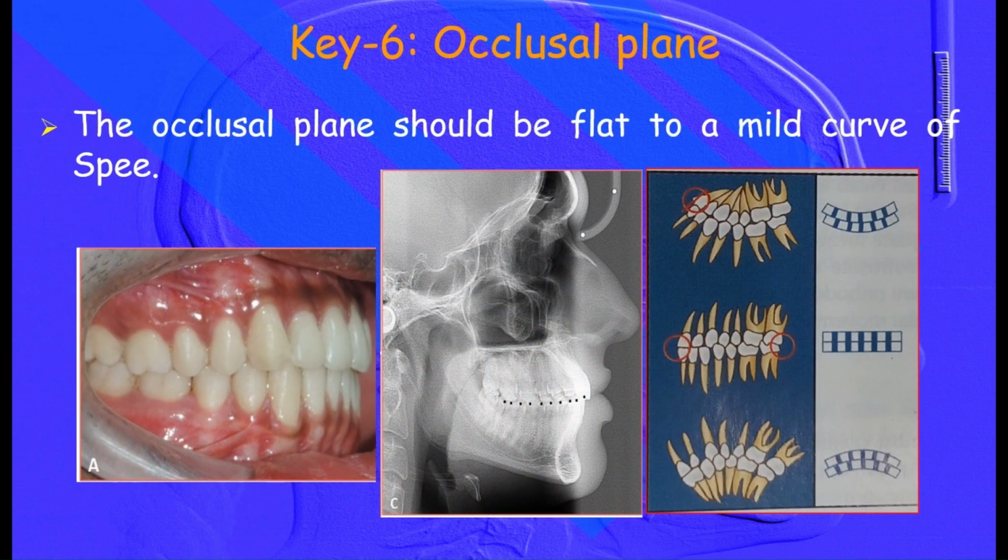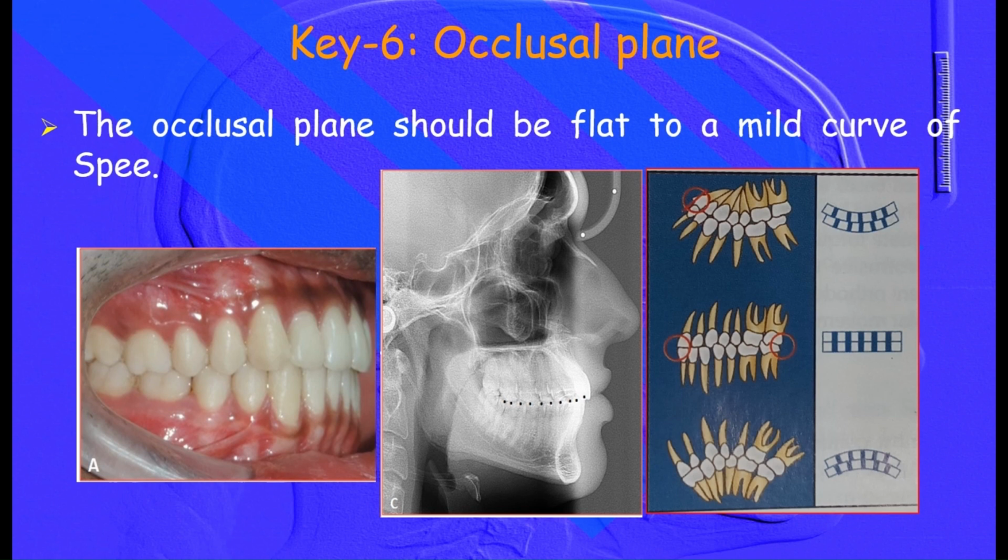The sixth key is about the occlusal plane. The occlusal plane is an imaginary surface that is related anatomically to the cranium and theoretically touches the incisal edges of the incisors and the tips of the occluding surfaces of the posterior teeth. In normal occlusion, the occlusal plane should be flat to a mild curve of Spee because there is a natural tendency for the curve of Spee to deepen with time.